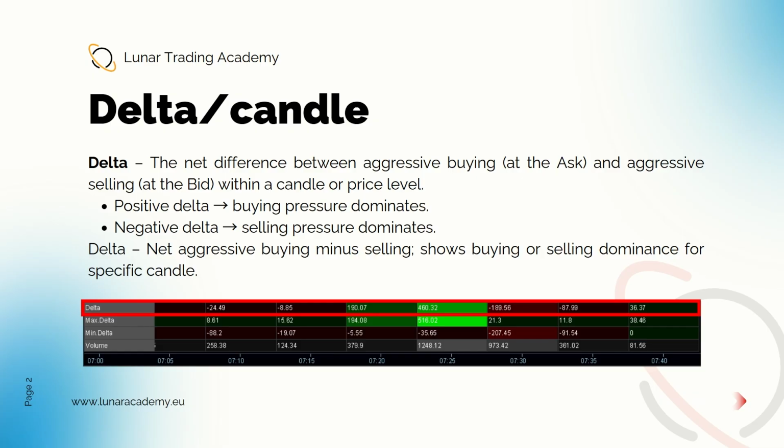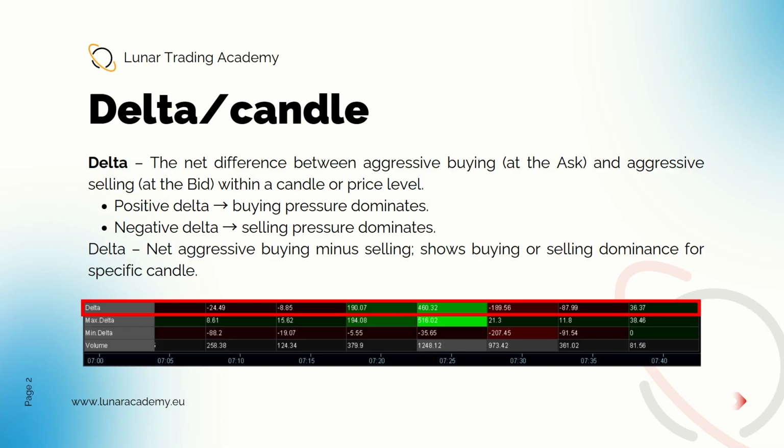So, total delta per candle shows us which side was ultimately more aggressive during a given candle. Positive delta equals more aggressive buyers, negative delta equals more aggressive sellers. So, if we see a large delta, whether positive or negative, it indicates a significant dominance of one side.